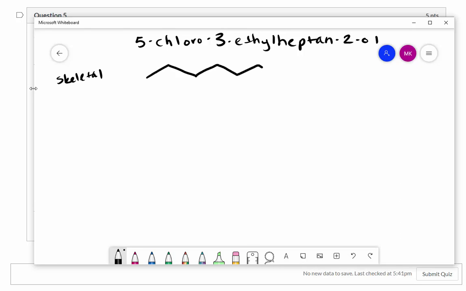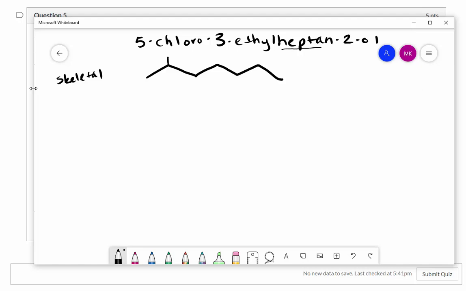So I like to start with the skeletal formula because that's the easiest for me to see. And I can draw my zigzag so that I have 7 carbons. Remember, we have a carbon at every end and every bend. So this zigzag represents 7 carbons. So I've done the hept part.